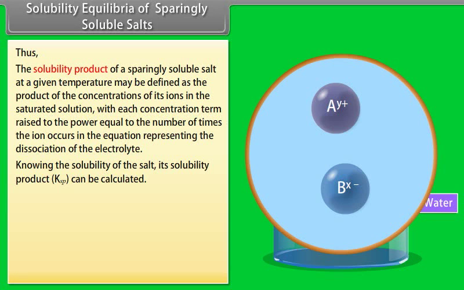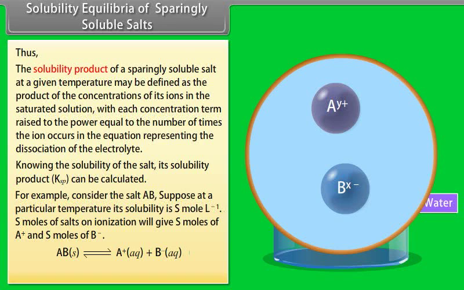Knowing the solubility of the salt, its solubility product can be calculated. For example, consider the salt AB. Suppose at a particular temperature its solubility is S mol L^-1. S moles of salt on ionization will give S moles of A+ and S moles of B-. Ksp = [A+][B-] = S × S = S^2.